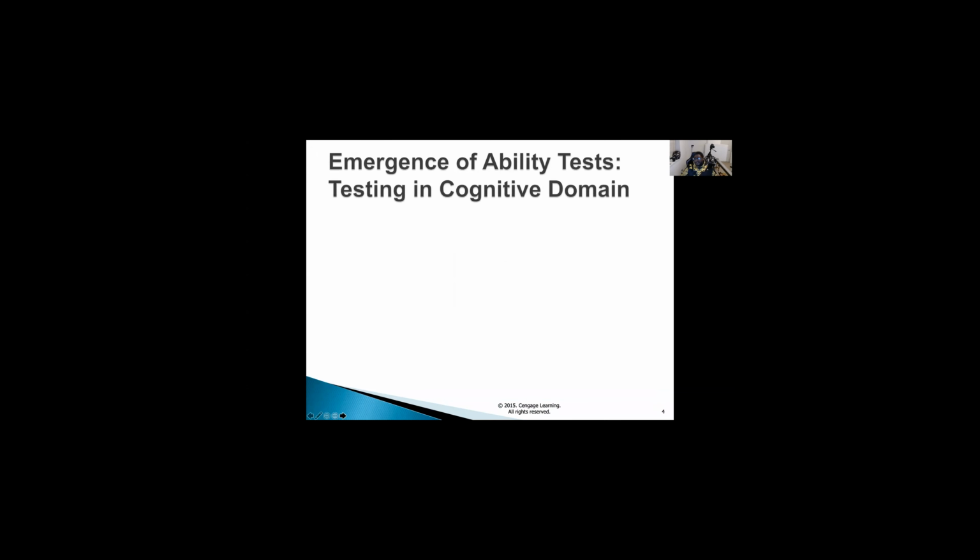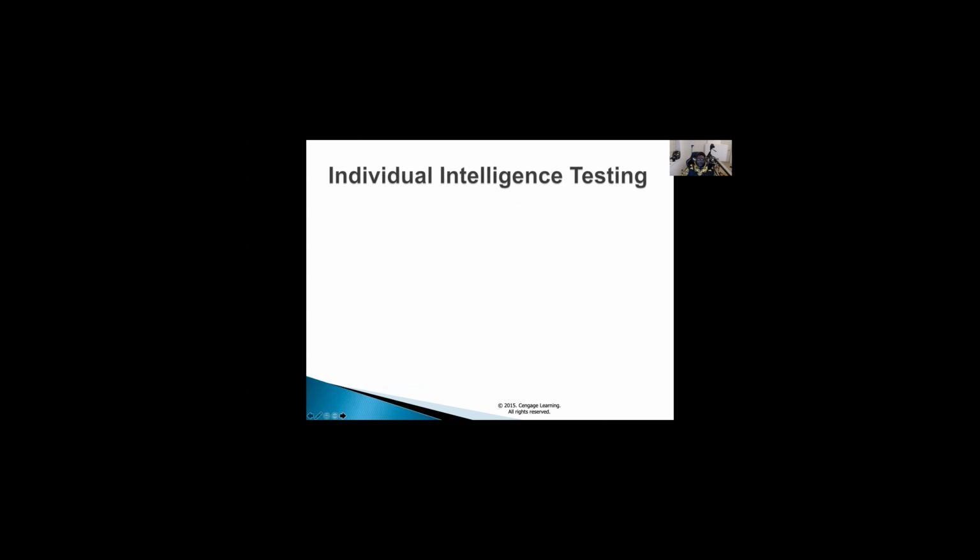The emergence of ability tests tested in the cognitive domain. So what's some of the history that's behind assessments? There are three areas that we need to look at: individual intelligence testing, neuropsychological assessment, group testing of ability. Individual intelligence tests. And Binet in 1890 created what was known as an IQ test, right? And it was functional, but he was hired by the French Ministry of Public Education to integrate children into the schools.